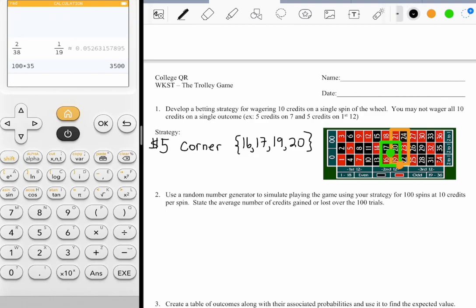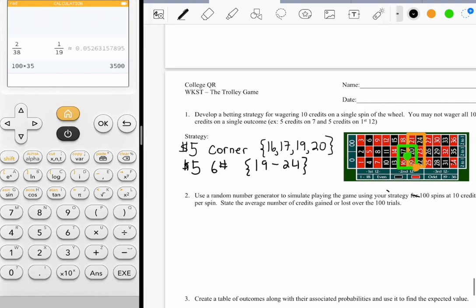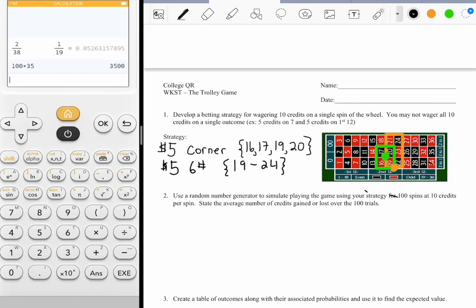And then I'm also going to do $5 on the 6-number bet. And that's 19 through 24. Now, the payout odds are really important because that's going to tell me how much I would win if I won.